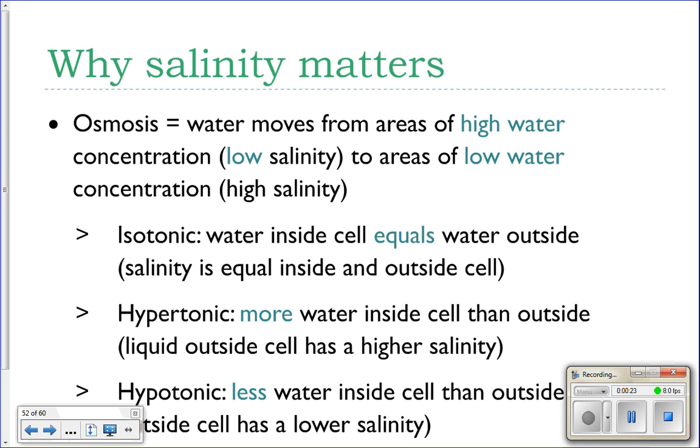Osmosis is the movement of water from areas where there's high water concentration to areas where there's low water concentration. It might be easier to think of it in terms of salinity. You can think of it as water moving from where there is low salinity towards where there is high salinity. Water basically likes to be at this thing called equilibrium, where you have equal parts of salt and water spread throughout whatever container you're in, or in the ocean, or in terms of animal cells.